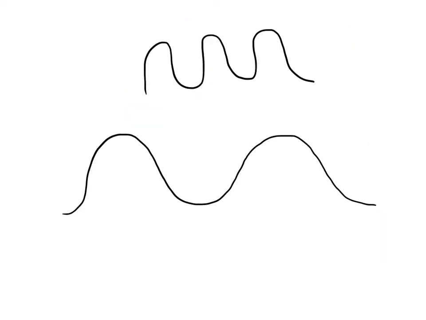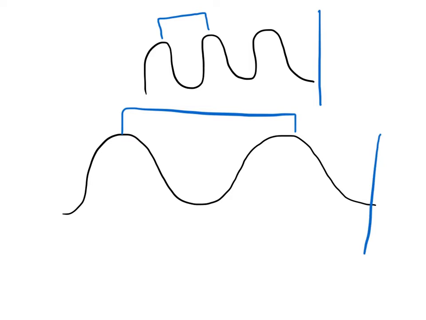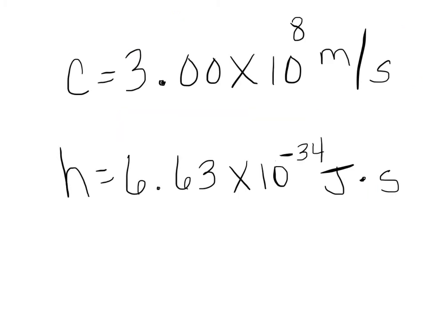If you have two waves, this one has a smaller wavelength than the bottom one. So this wave is going to hit that point more times per second than this wave. And so this top wave has more energy. And so we'll also calculate the energy of each wave.